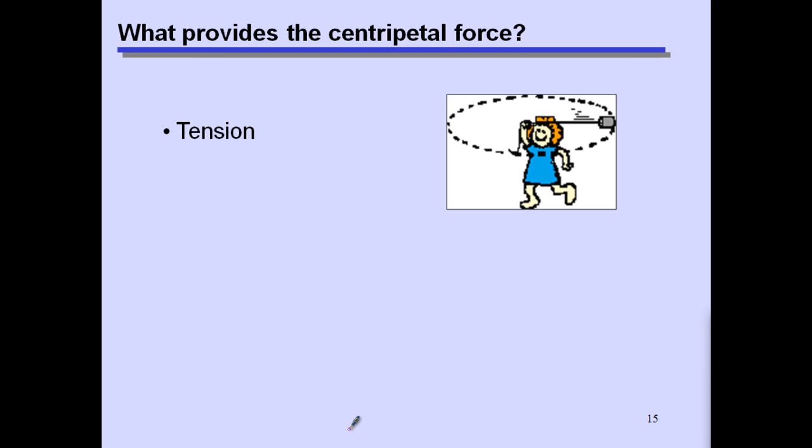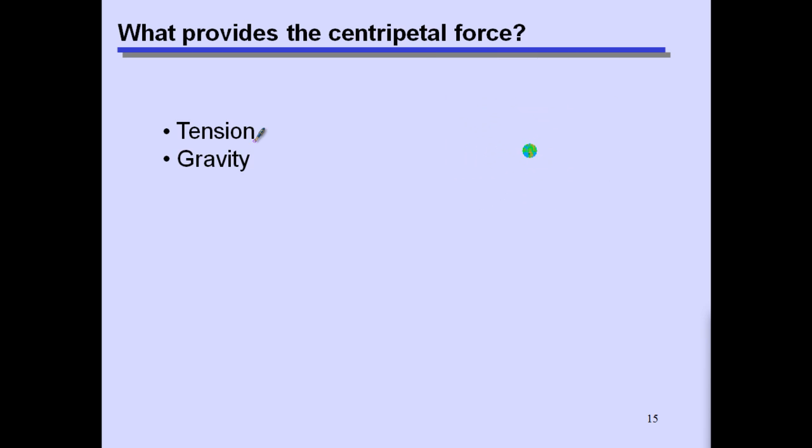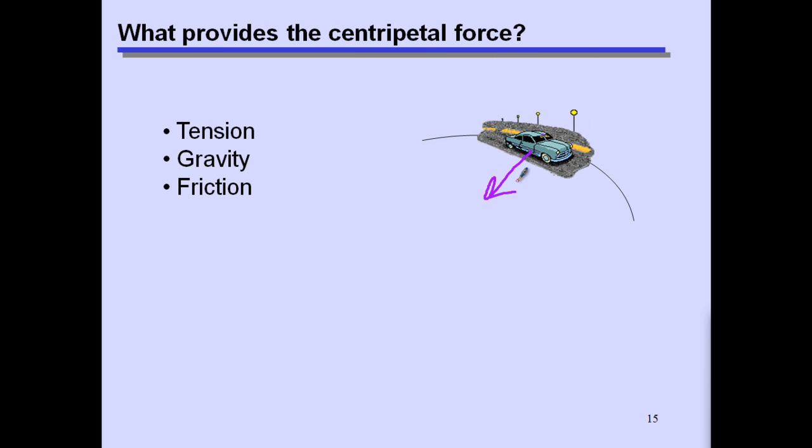So what provides a centripetal force? In that picture, there's a string with a weight on the end. Anytime you see a string, it's going to be a tension. Here we have a banana, which is probably just supposed to be the moon, going around the Earth. Gravity is applying the centripetal force. In this picture, the car going around a curve, there's friction between the tires and the road, and the friction is causing the centripetal force in this case.